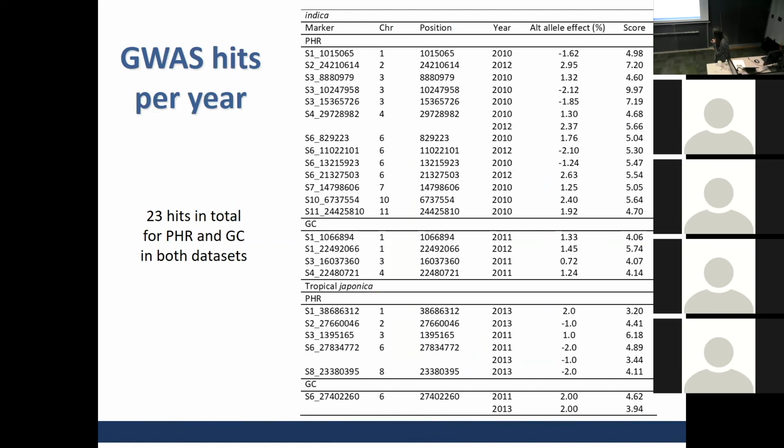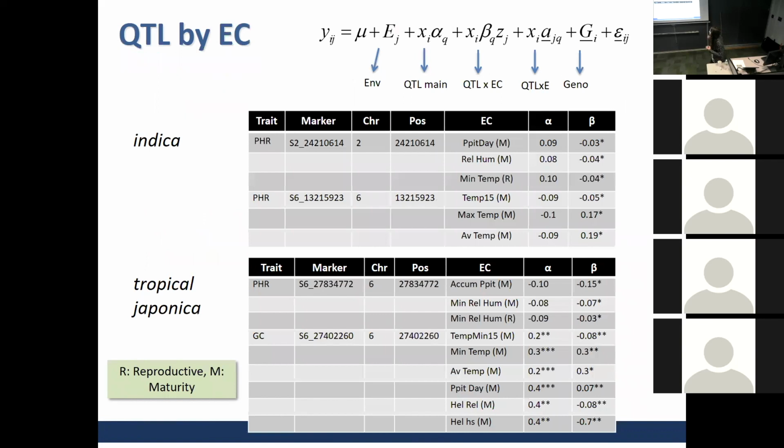So all these QTLs have different effects in different environments, right? What we tried to do here was to test all these QTLs for interaction with our weather covariates. And we used a model that was developed by Marcos Malosetti, which fits a main environment effect, a QTL main effect, a QTL by environment effect, and a QTL by environmental covariate effect. And then there are a QTL by environment effect and a genotype effect, which are random effects here.